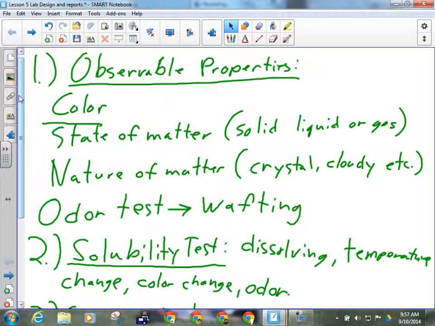We would want to look for color changes as well, because temperature changes and color changes are indications that chemical stuff is going on. And did any odor arise when you added it to water? Were any odors present that weren't present before? So you can see now, after this solubility test, I can't go back and do any of these tests anymore, can I? Now that it's dissolved in water, I can't go back and say, was it crystalline? I don't remember. It's too late.